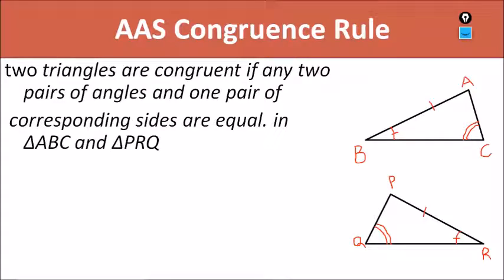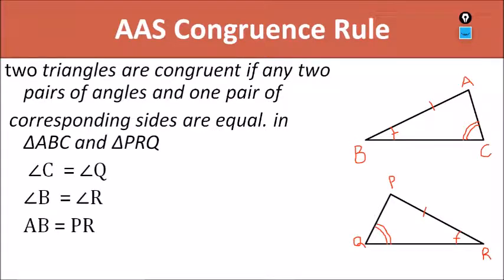You see in triangle ABC, angle C is equal to Q, angle B is equal to R, and AB is equal to PR. So the triangles become congruent by the angle angle side rule.